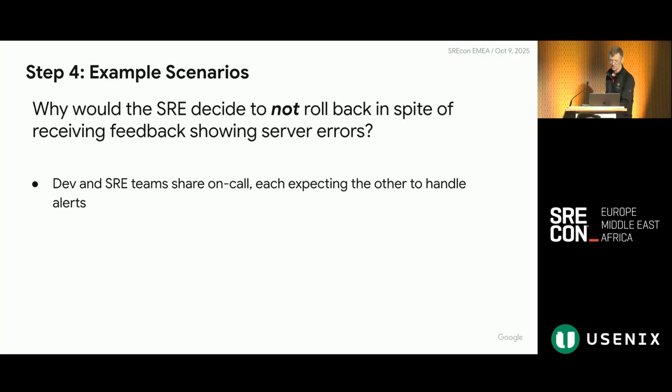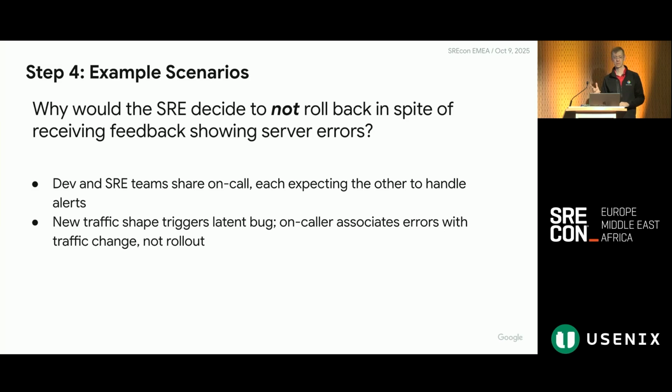Or, I think somebody mentioned something similar to this, it could be that a bug was introduced in a rollout that happened some time ago, but the buggy code path doesn't get executed until a new client onboards and you start serving their traffic. So to the on-caller, maybe it looks like the start of errors correlates with the new traffic shape, not with the rollout containing the bug.